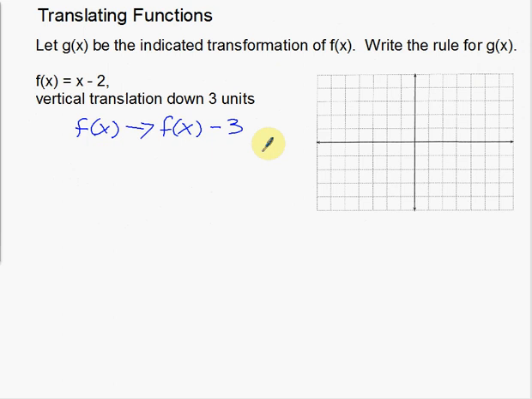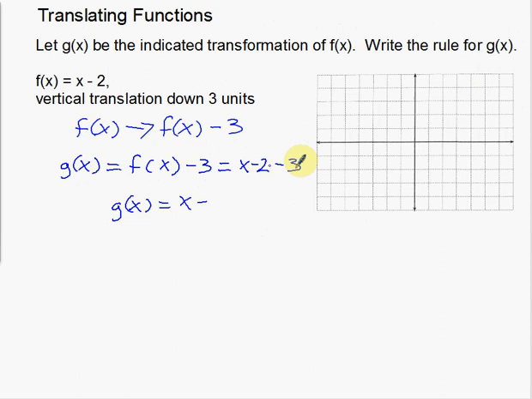All right, so now I'm going to write the new equation. g of x is equal to my old function f of x, but instead of just having f of x, I want to move it down 3, so I'm going to subtract 3 from it. Notice I'm using the same notation here. Take x minus 2 and simply subtract 3 from it. There it is. My new function, g of x, is equal to x minus 5.